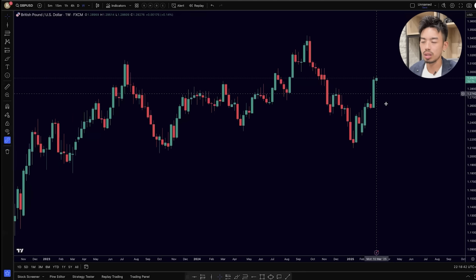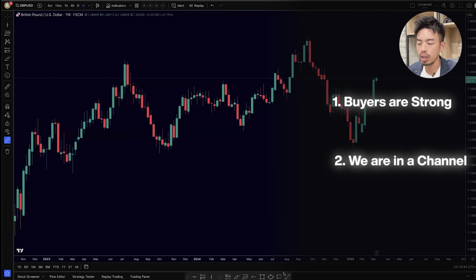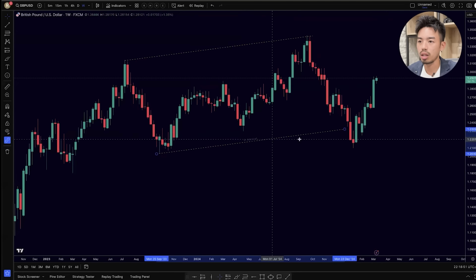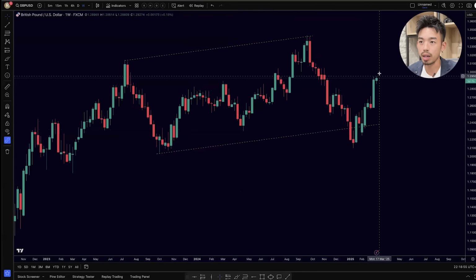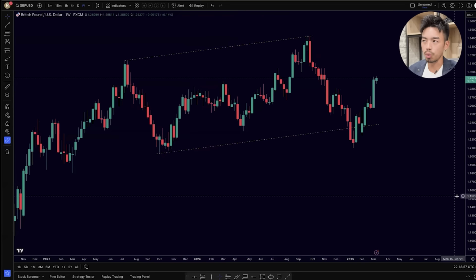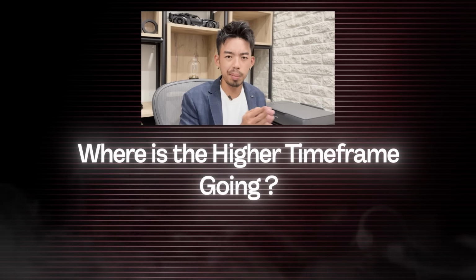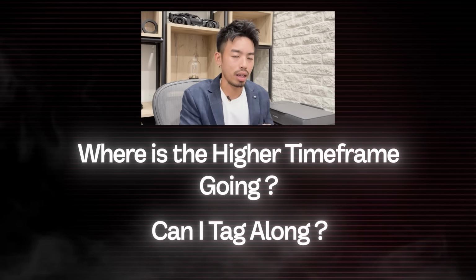What else can we see here? We see that we are in a channel looking phase that looks something along the lines of this. We slightly probed below and then we went right back up into the channel. So on the higher time frame, the context you're actually looking for here is just the direction. Remember the bird's eye view analogy that I had earlier, sitting on the top of the mountain? You're just trying to see where the higher time frame is going, and can I tag along?